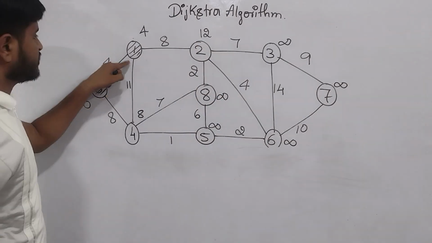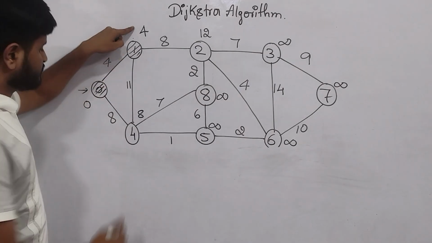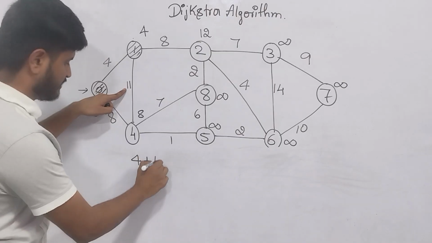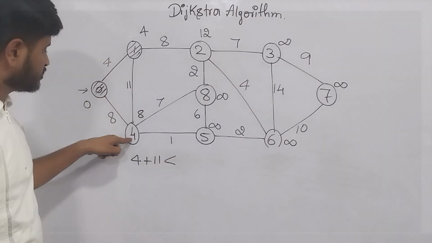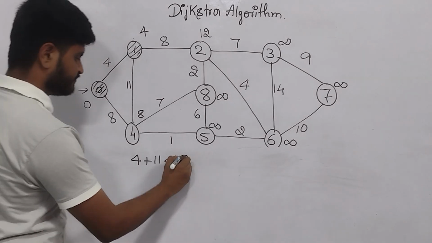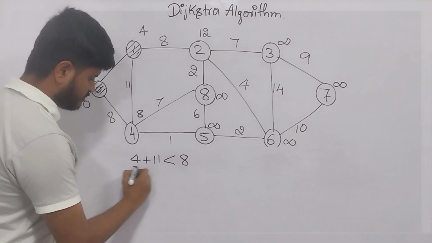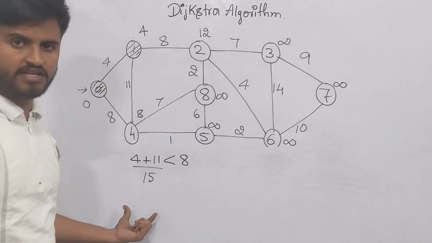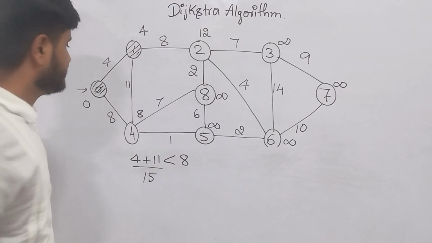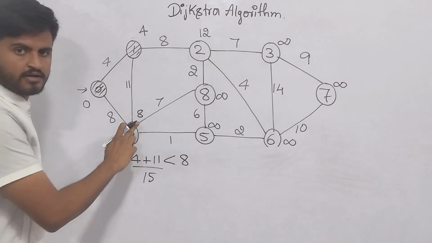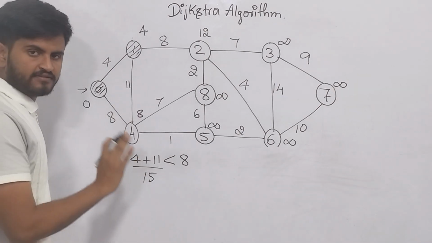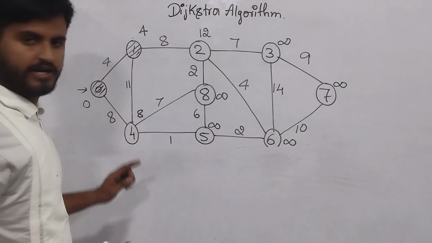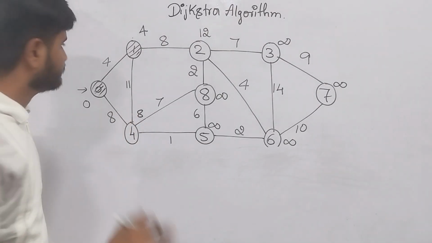Next you can move from the first node to the fourth node. So the first node value is 4, plus from the first node to the fourth node the cost is 11, which must be less than the fourth node value. The fourth node value is 8, which we got in the previous step. So 4 plus 11 will be 15. Now whether 15 is smaller or 8 is smaller? 8 is smaller. So 8 was the older value and I will keep it as it is. I will not change the value because the new value was greater than the old value. So I kept the smaller value itself.